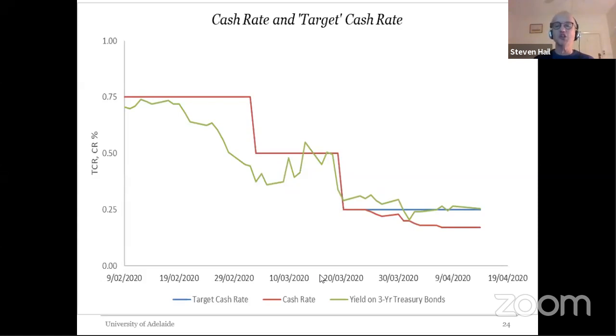Some small banks are still borrowing cash overnight, but they're borrowing cash overnight at an interest rate well below the so-called target cash rate.